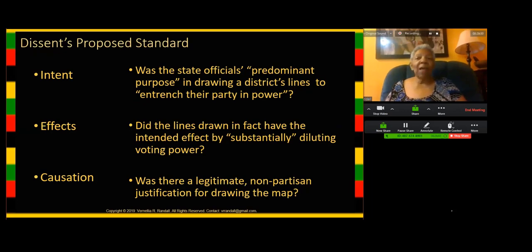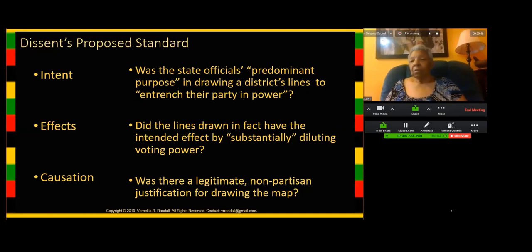And Kagan pointed out that, in fact, the lower courts had proposed a workable standard. In the law, we like to boil things down to elements that have to be proven or disproven, and then we define the element. So the proposed standard to judge whether partisan gerrymandering is impermissible would include intent, effect, and causation. Three things that are common to the law now. So to a large extent, they can look at other areas of the law to articulate what those standards mean.